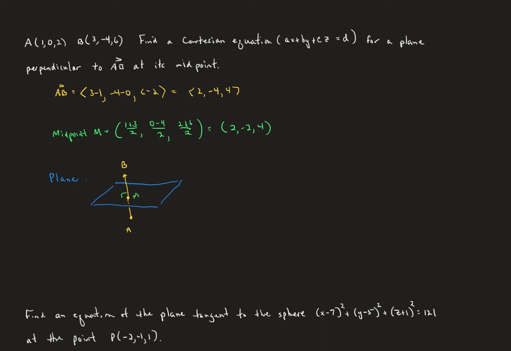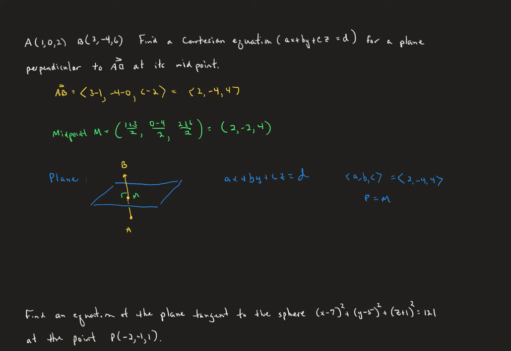So then we're ready to come up with the equation of the plane, which is going to be ax plus by plus cz equal to d. Now the normal vector to the plane, our a, b, c, is going to be a vector perpendicular to the plane, but we can see in the picture that's exactly vector AB. So we can use as our normal vector 2, negative 4, 4. And we'll need a point that's on the plane, and so our point is going to be our midpoint.